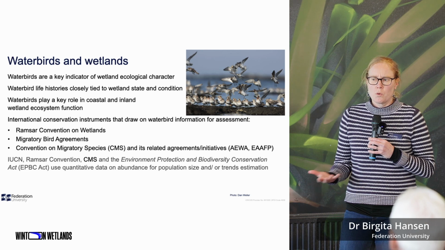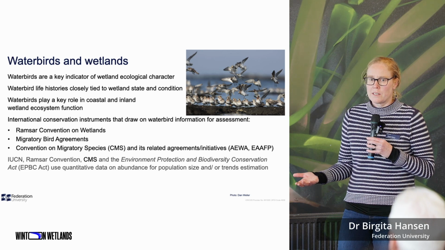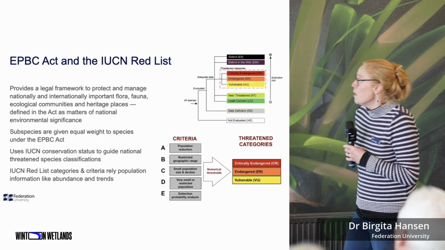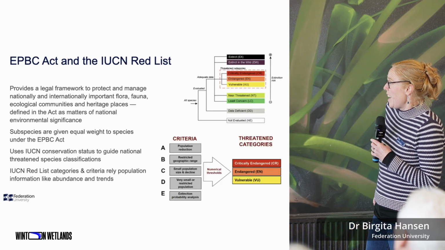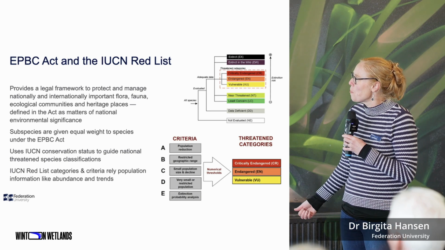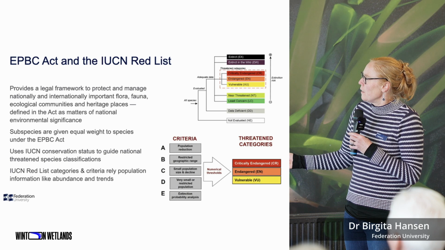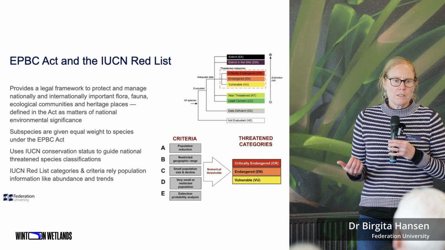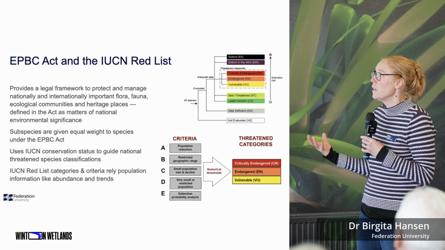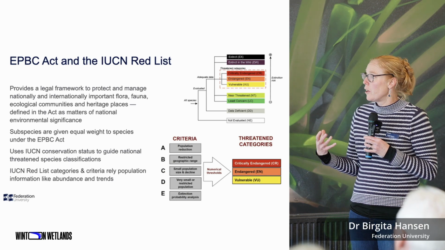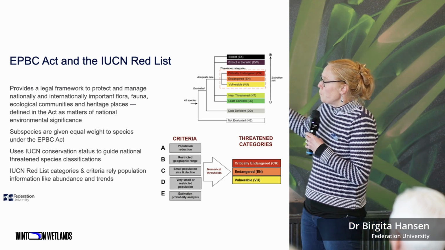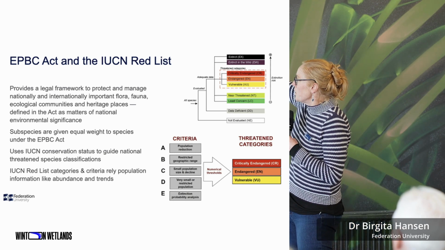Also, breeding is an important metric, but I'm not going to talk about breeding because that doesn't appear as often in these assessments. So if we look at the EPBC Act, again, I don't really think I need to talk a lot about this, except just to say that there are matters of national environmental significance listed under the Act. And so we know that there are species that are listed in their own right, and those species listings match the IUCN criteria, which you can see up on the right here.